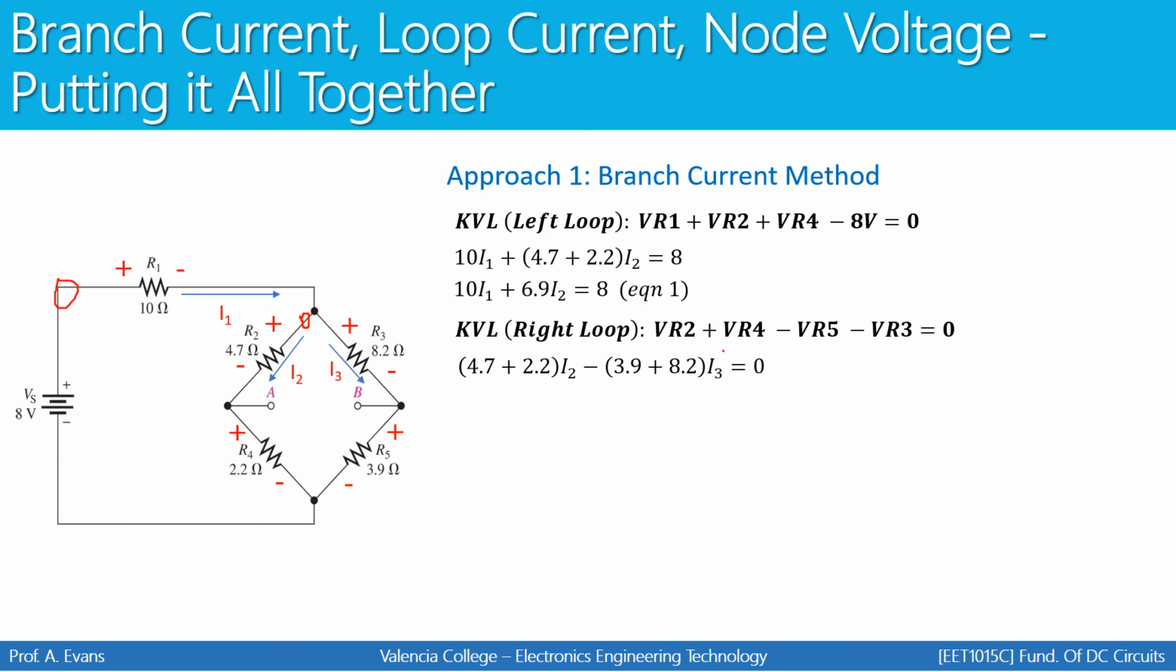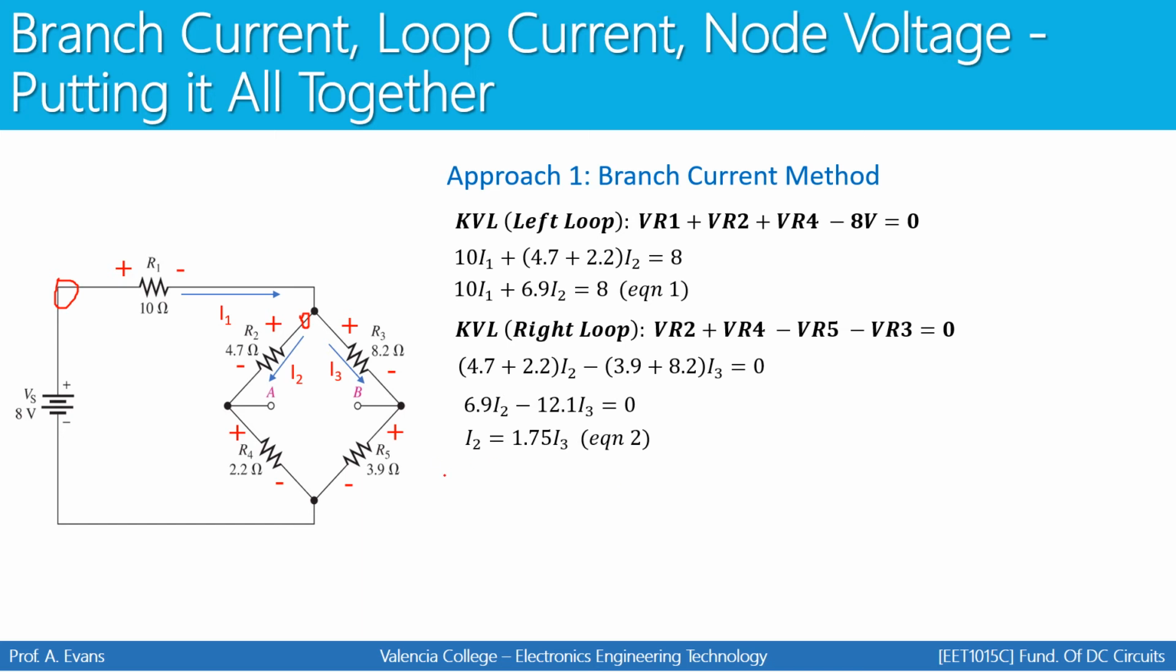If you follow your original KVL equation, exactly as it was written here, and plug in your values for each voltage, this is the equation that you'll get. Simplified, you'll get this equation right here. And this equation is super convenient because it gives me I2 in terms of I3. This will help me to eventually eliminate a variable.